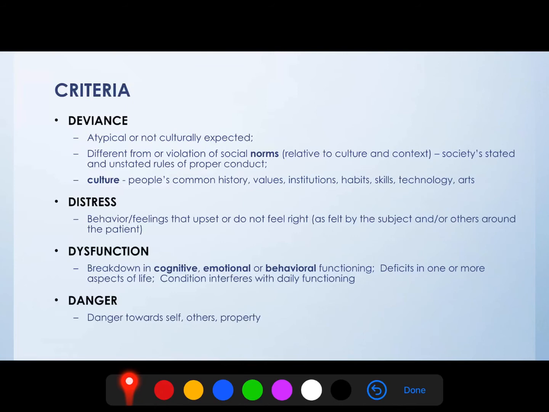Next naman is distress. So again, if the behavior or feelings experienced by the person cause him to feel upset, diba? Or the people around the person are experiencing distress as a result of what the patient is doing or saying, then there is distress. Next is dysfunction. So there is a breakdown in cognitive, emotional, or behavioral functioning.